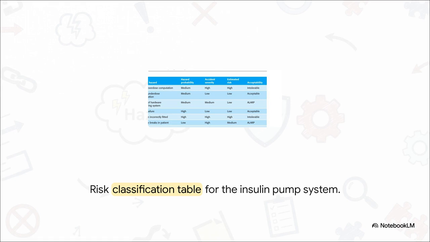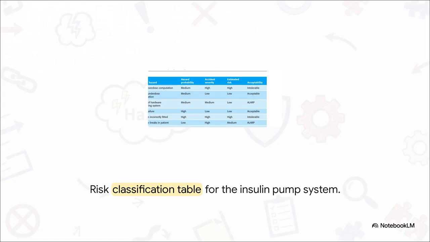Now compare that to the bottom row. An allergic reaction is low probability and low severity, so it is simply acceptable. We note it, but we don't completely redesign the software around it. And right in the middle, that hardware monitoring failure is classified as ALARP. A table like this is how engineers systematically prioritize their focus.